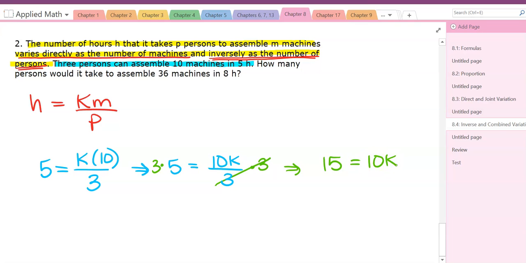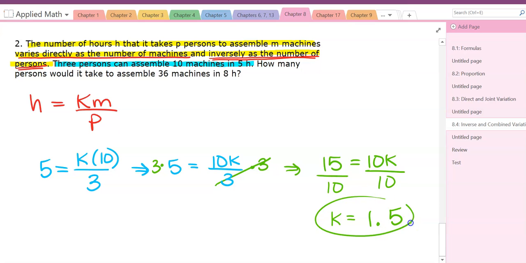Then what do we do to get k by itself? How do you get rid of that 10? Good, divide. So what's 15 divided by 10? Just move your decimal. 1.5. Okay, so there's your constant.